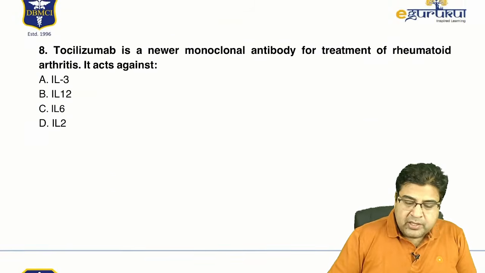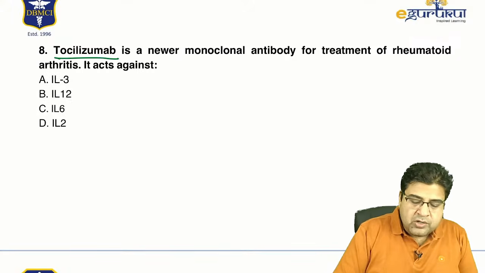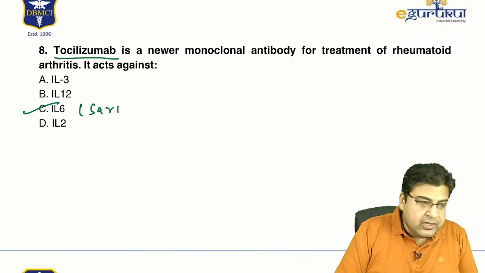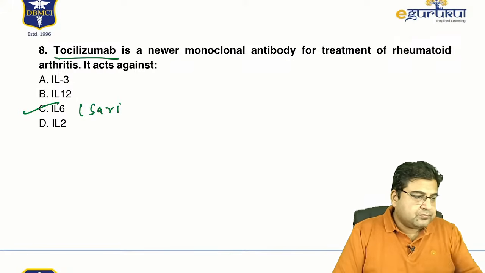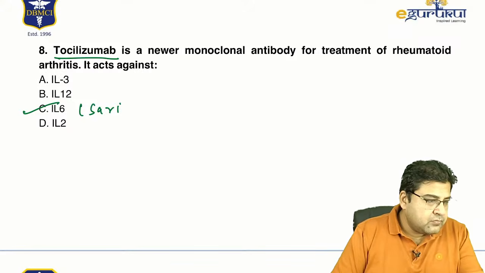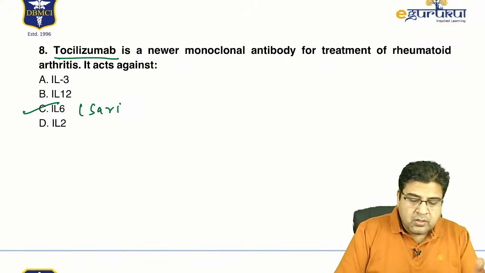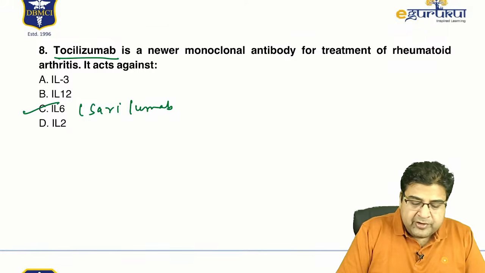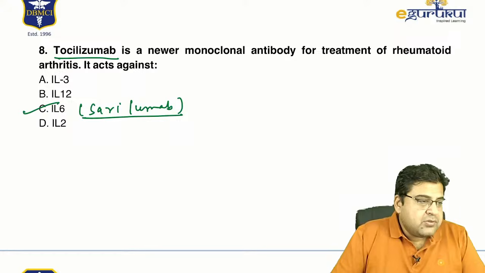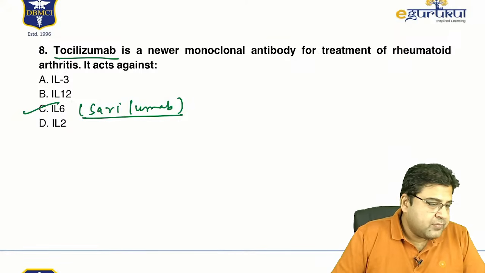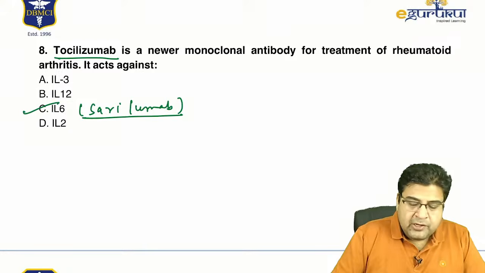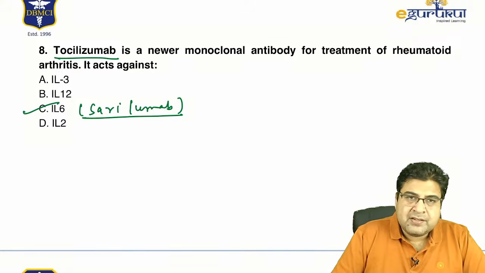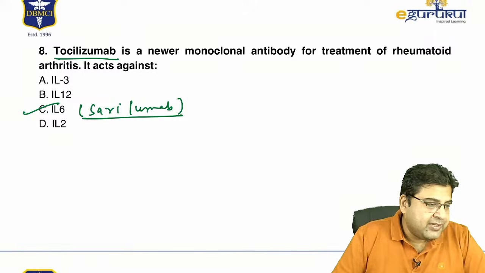Okay. Now, next question is based on tocilizumab. But tocilizumab is an interleukin 6 inhibitor. We can use this medicine. Guys, give me 1 minute. Okay. Yes, we can use this medicine for rheumatoid arthritis, and we have one more drug, sarilumab. Sarilumab is one more drug that we can give as an interleukin 6 inhibitor for rheumatoid arthritis.